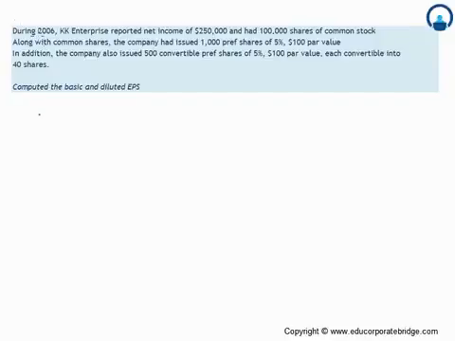Let us now look at an example where we have the convertible preference shares. There's a company called KK Enterprise that has a net income of $250,000 and the number of outstanding shares has been provided as 100,000. So along with the common shares, the company has issued 1,000 preference shares of 5% $100 par value, and in addition to this kind of preference shares, the company also has 500 convertible preference shares of 5% $100 par value again, and each of them will convert into 40 shares. So we need to calculate the basic EPS and the diluted EPS.